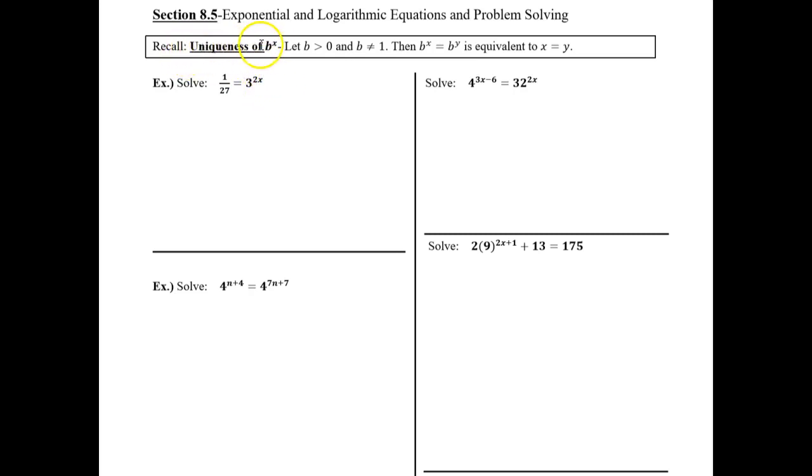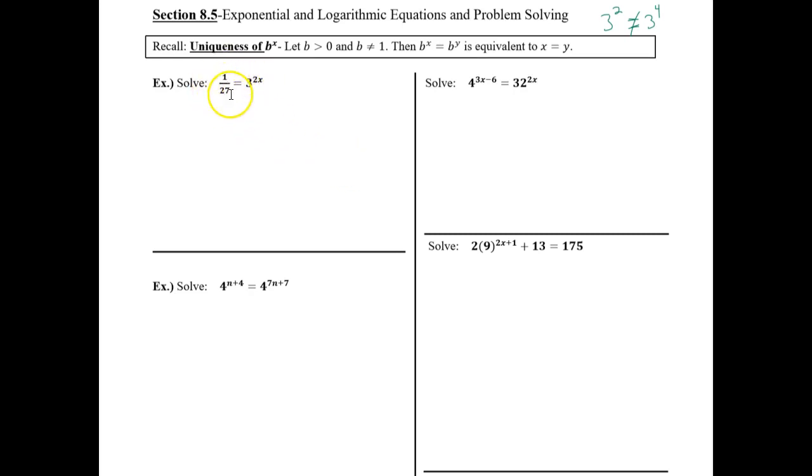And we're going to use this uniqueness property that we've already seen that says, let b be greater than 0 and b not equal to 1, then b to the x equals b to the y is equivalent to x equals y. This just means that if they have the same base, their exponents must be equal, which makes sense. I couldn't have 3 squared equaling 3 to the 4th power. That doesn't make sense. 9 does not equal 81. That's not true. So if they have the same base, so these are both 3, the exponents must also be equal. We're going to use that to solve for our variables that are in the exponents.